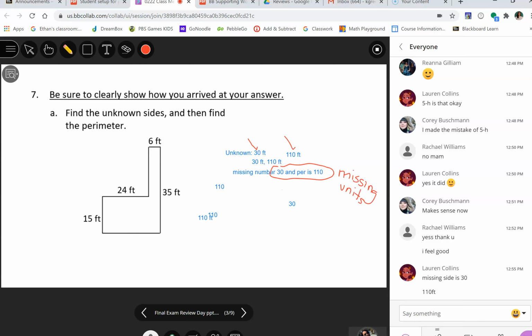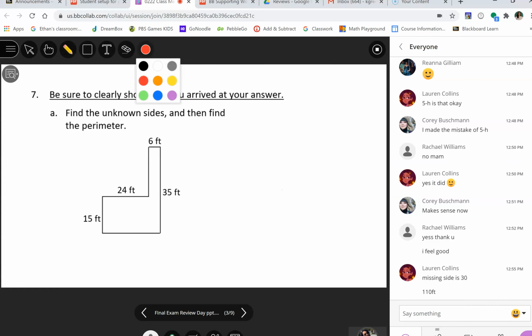For those of y'all who might not have typed on the screen or might have questions on it, I'm just going to quickly go through it. So what I do on these problems is, first I'm going to find my missing sides real quick. The easy missing side to find is this bottom one, because this bottom side is made up of this length from here to here, which is 24, plus this little piece, which is equivalent to 6. So to find that missing side, I would add 24 feet plus 6 feet for a total of 30 feet.